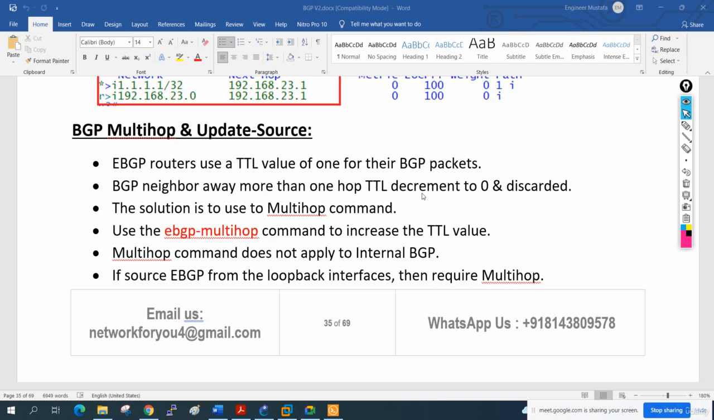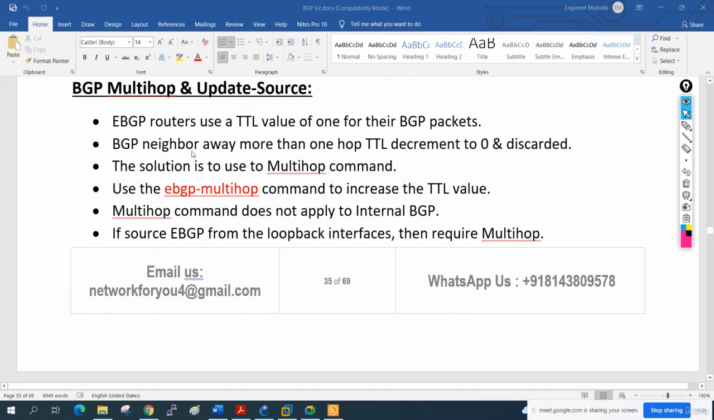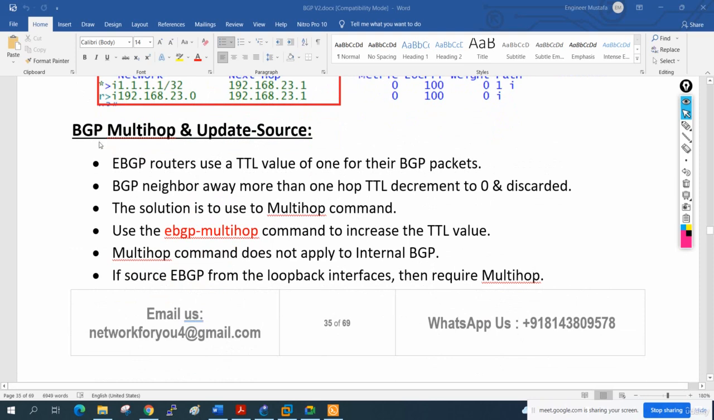Hello everyone, so now we are going to discuss BGP Multihop and update source. These two things we are going to learn in this class. We will do one lab also, but before going to that lab, let's see what issue we will have and why we will use the BGP Multihop command.